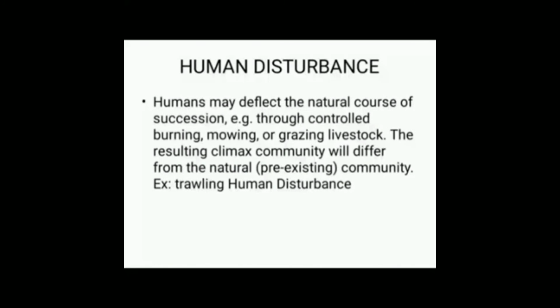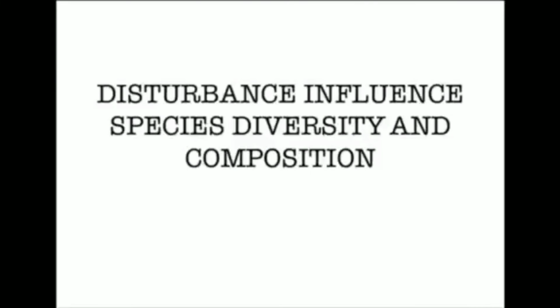Human disturbance. Humans may deflect the natural course of succession through controlled burning, mowing, and grazing livestock. The resulting climax community will differ from the natural community. Disturbance influences species diversity and composition.